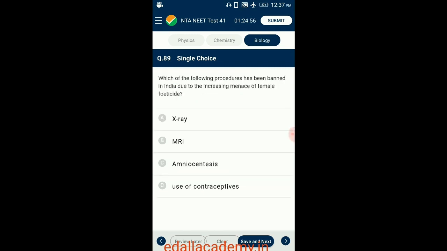Question number 89. Which procedure has been banned in India due to the increasing menace of female feticide? Amniocentesis is a medical procedure used primarily in prenatal diagnosis of fetal infections as well as sex determination, that is banned in India. So the answer for this question is amniocentesis, option C.